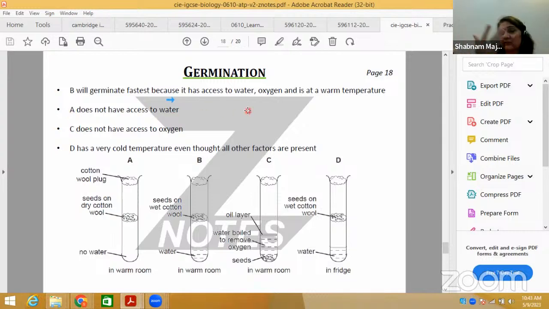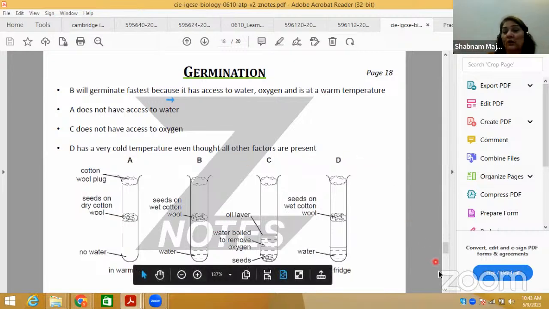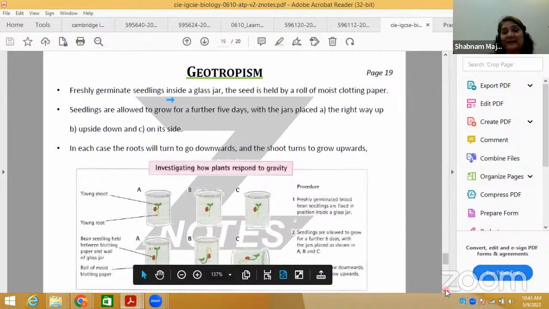Instead of water, as I said, put beads. Put cotton, whatsoever. C does not have access to oxygen, so put alkaline pyrogallol, or cover it with oil, whatever layer. D has a very cold temperature even though all other factors are present, so you boil it or you put it in the cold, so that it depends. So this type can also come.